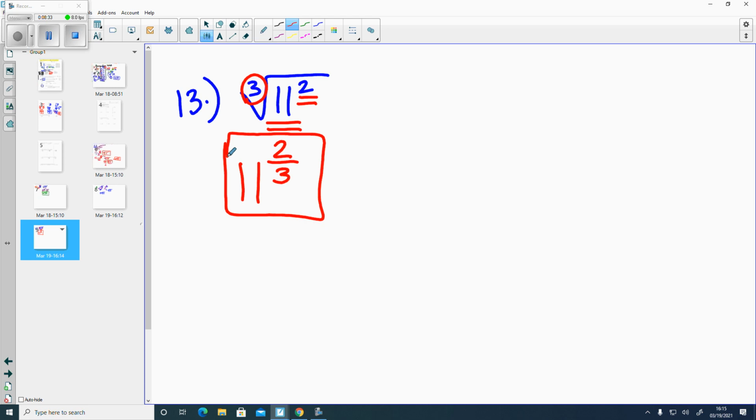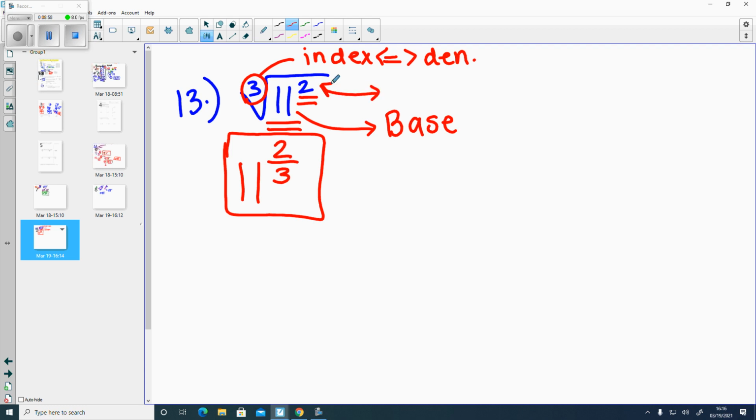So it's just remembering the rules that this index, so again, the index becomes, we go either direction, right? Becomes the denominator. This letter or number becomes the base. And this exponent becomes the numerator. Numerator or exponent, okay? And just by knowing these rules, you can flip back and forth between the two.